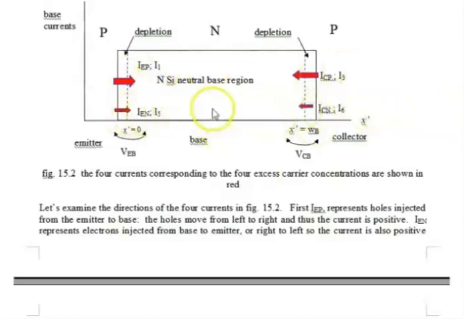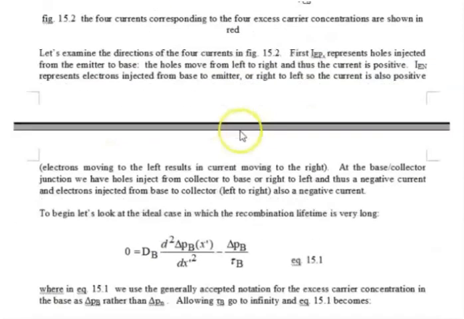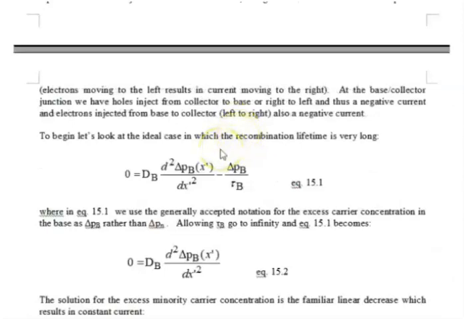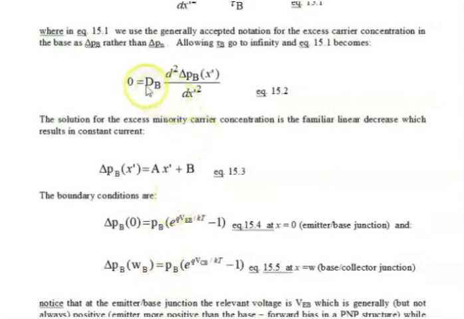There are 2 other ones which come from previous sessions, which we're not including here. These are the 4 main ones that we need to take a look at. Okay, so first we take a look at the case where we have a short base. So this term goes to 0, and I could either use dB, which is the diffusion constant in the base, or I could use dP, because in the base we're going to be talking about holes.